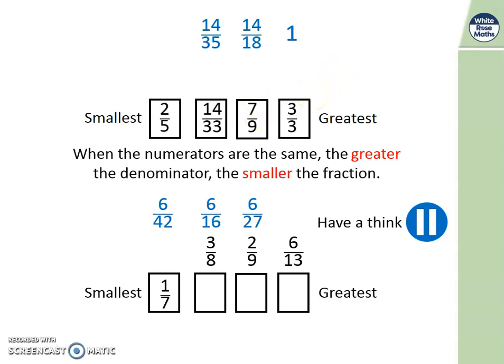Let's see what's left. What's the next greatest denominator? Yeah, 6 over 27. So that's going to slide the 2/9 over. Now we're comparing 6/16 and 6/13. 16 is a greater denominator, so it's a smaller fraction. So 3/8 goes next. And lastly, 6/13 is the greatest.